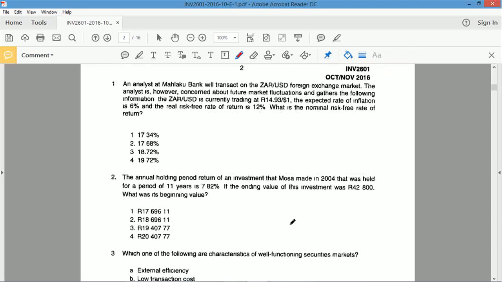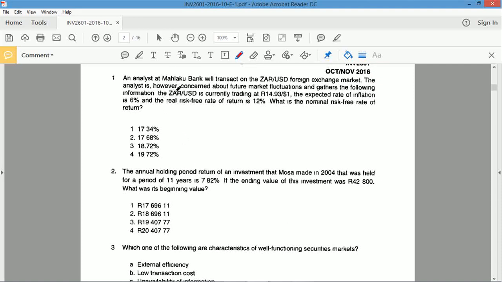The first question we have here: an analyst at Malaku Bank will transact on the rand dollar foreign exchange market. The analyst is, however, concerned about future market fluctuations and gathers the following information. The rand dollar rate is currently trading at 14.93 to a dollar. The expected rate of inflation is 6%, and the real risk-free rate of return is 12%. They want the nominal rate.